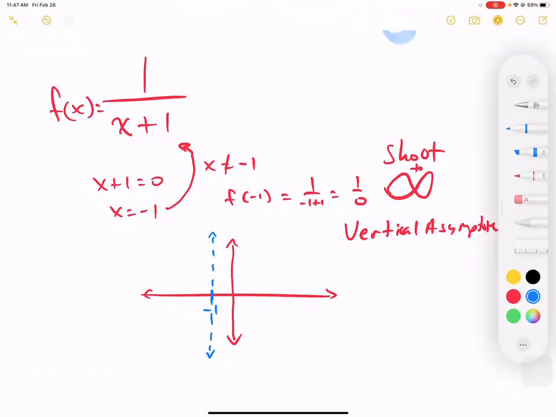We're going to take a Fast and the Furious jump over that point. It's not going to exist. Okay, so now the next part is, how does this graph look?